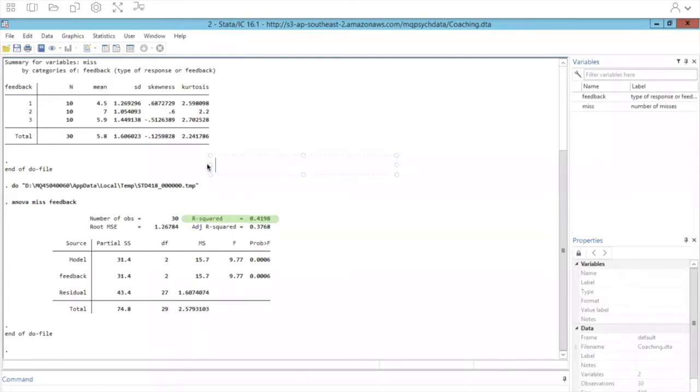Remember that R squared is simply the amount of variability in the dependent variable that can be explained by the independent variable. Okay, and we can write this out as a percentage. So you might say that 41.98% of the variability in missed baskets can be accounted for by praise type. Which is quite a lot.